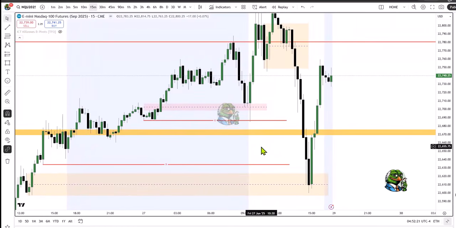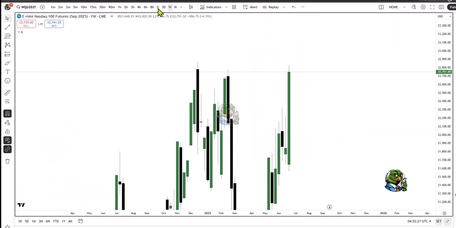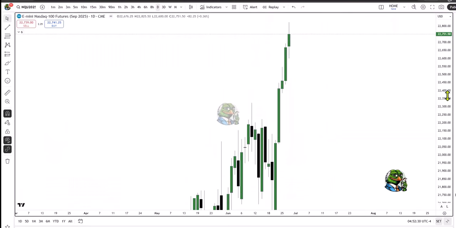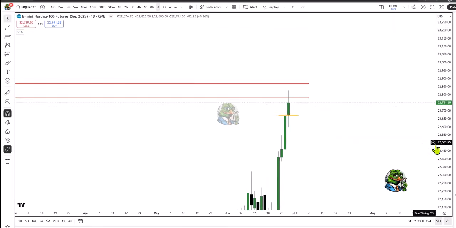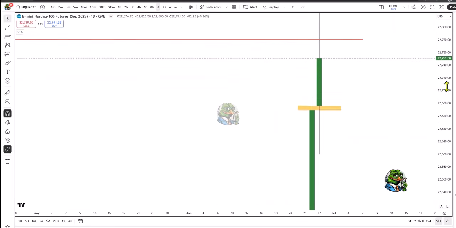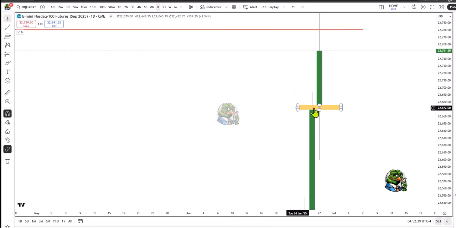Now, I want you to also notice this yellow box. What is this yellow box? Well, that yellow box is, if we go to a daily chart, it is there, right up here, volume imbalance, okay? Always mark out your volume imbalances because they will offer entry or exit levels, support or resistance levels. You can see how the market has used this to push higher.